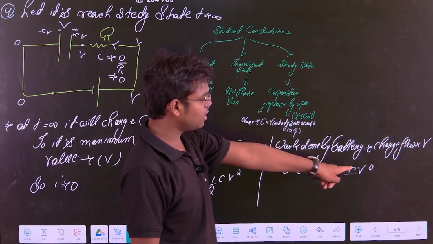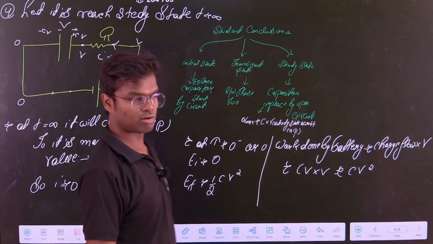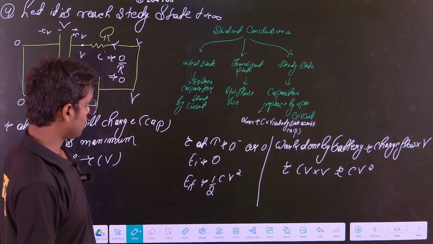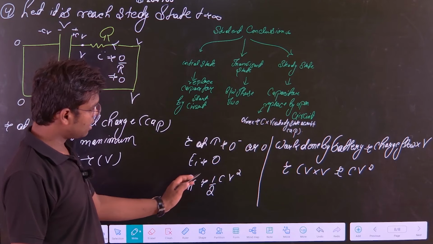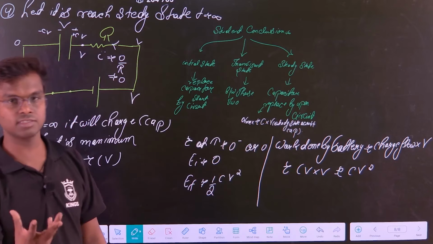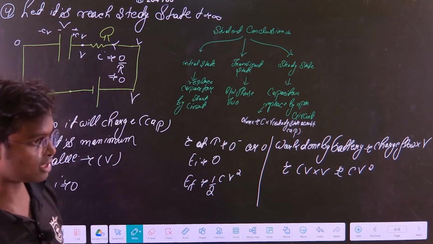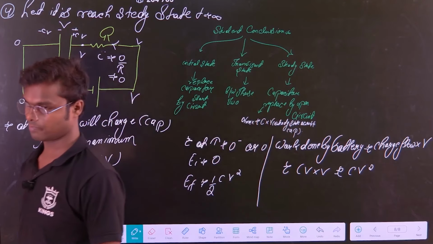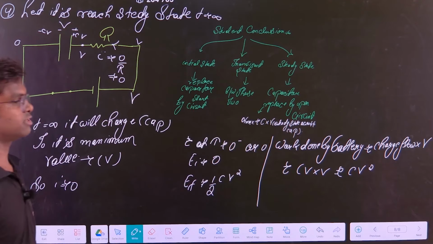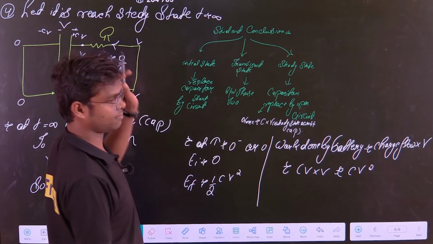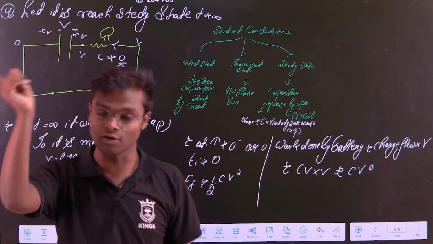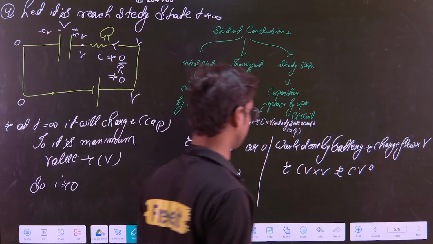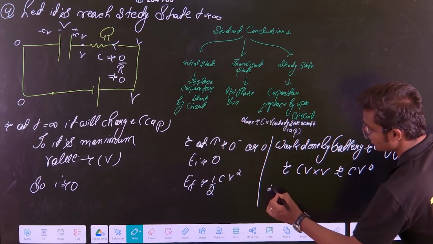Battery is providing an energy of CV square, correct? Or work done, whatever you say. And the capacitor is getting an energy of half CV square. So where is the other half of the energy going? My question is, where has that energy gone? Who has taken that half energy? Resistor. So that energy has been lost in the form of heat in the resistor. So half of the energy.